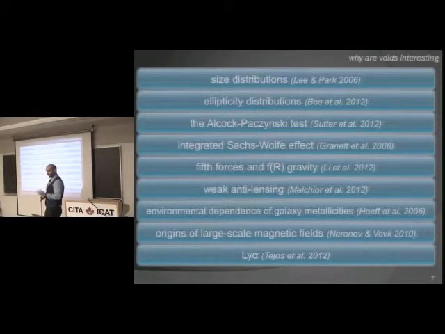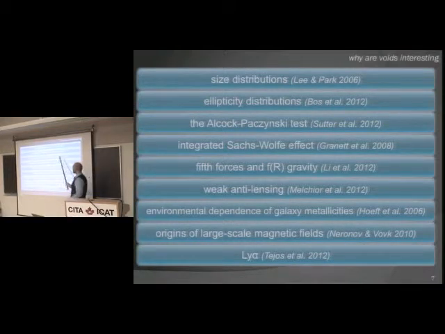Over the past few years, there's been an explosion of interest in voids, mostly because we finally have high quality, large volume redshift surveys where we can map out and extract hundreds of voids from a single survey. And now that we have hundreds of voids to play with, we can think of things to do with cosmology. We can look at their size and ellipticity distributions. The average shape and the average size of voids as a function of redshift tells us about cosmology.